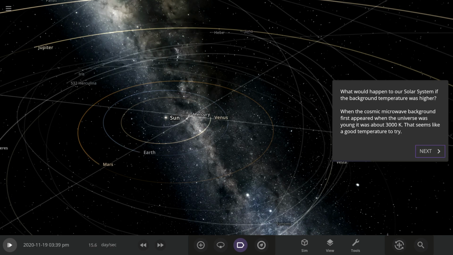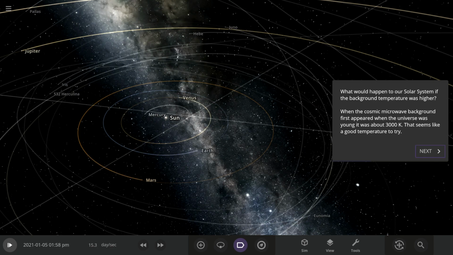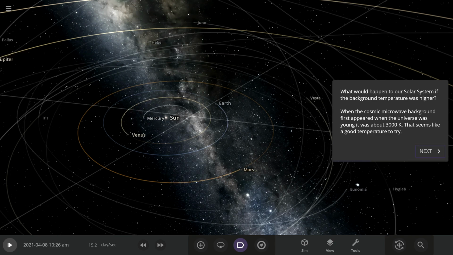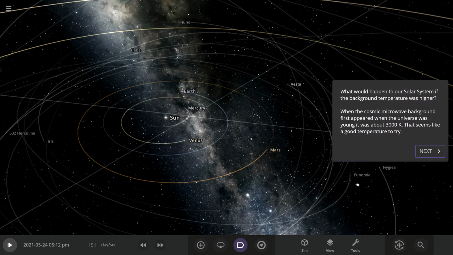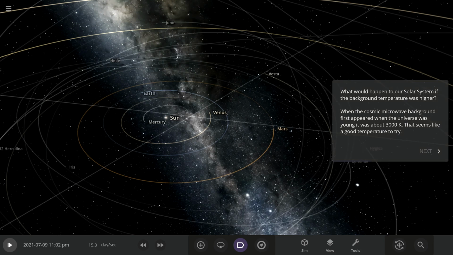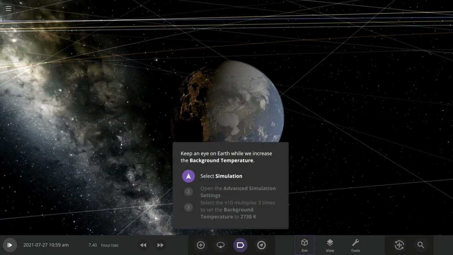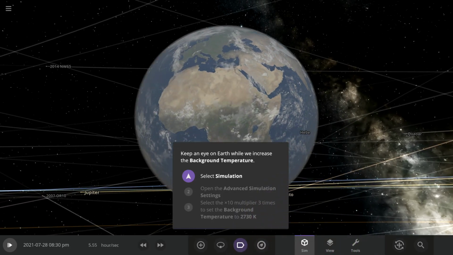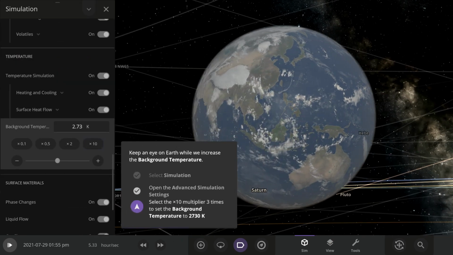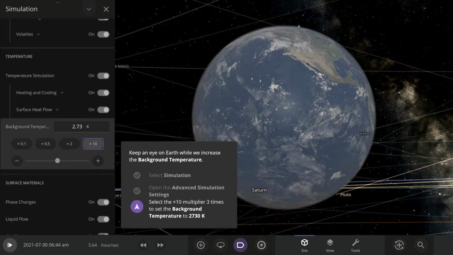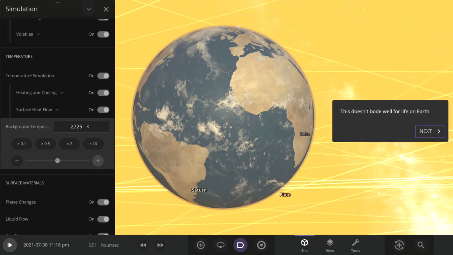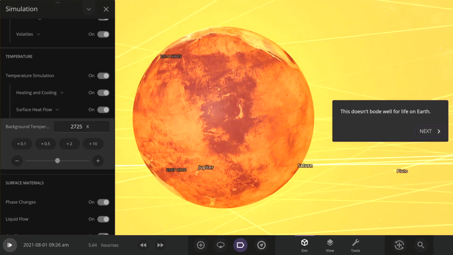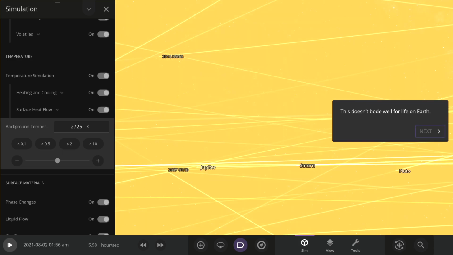But what would happen if the background temperature in our solar system was higher? When the cosmic microwave background first appeared, when the universe was young, it was about 3,000 degrees Kelvin. That seems like a good temperature to try. Okay, keep an eye on Earth while we increase the background temperature. Click on Sim, Advanced, okay, and okay. Alright, this doesn't bode well for life on Earth. Yeah, definitely doesn't.